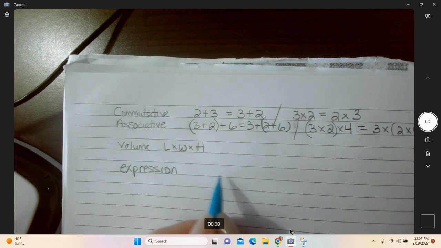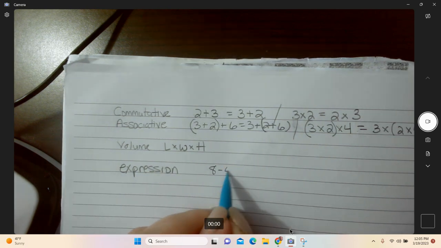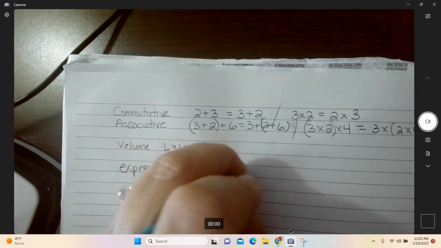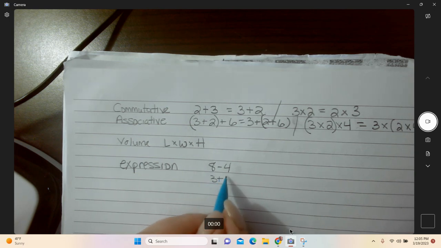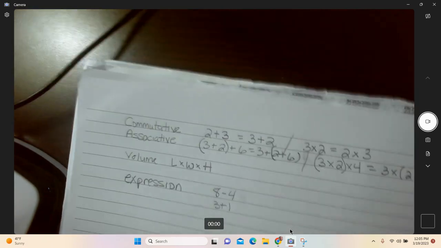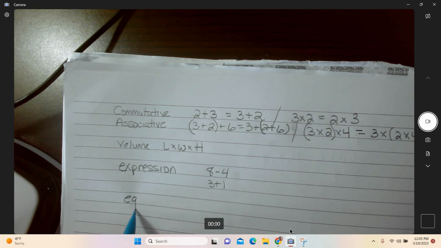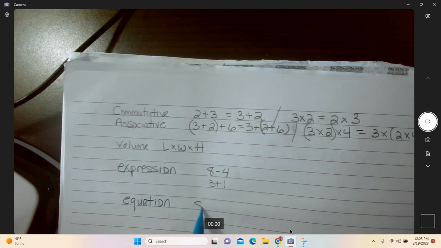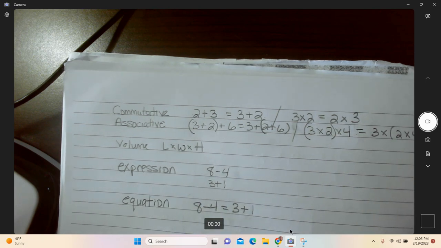And then remember, the word expression is used for any way to show a number. That could be 8 minus 4, which would equal 4. And I could also do 3 plus 1, which could equal 4. There are lots of different expressions to show the same thing. Remember that it becomes an equation when you have an equal sign to show that both sides match each other. 8 minus 4 is the same as 3 plus 1. Those are expressions that are equal, and then that becomes an equation.